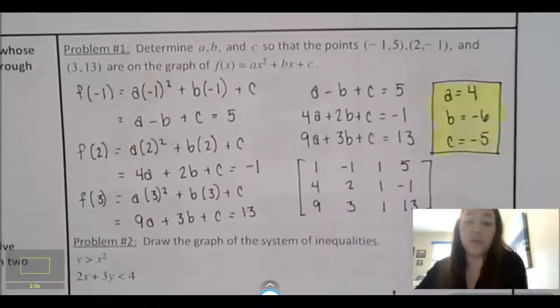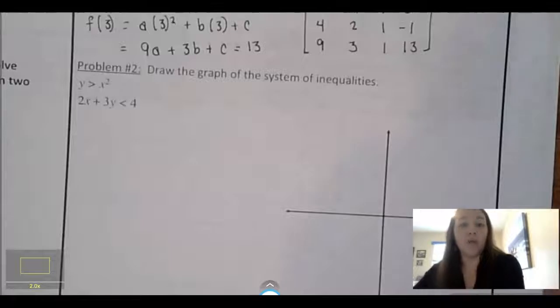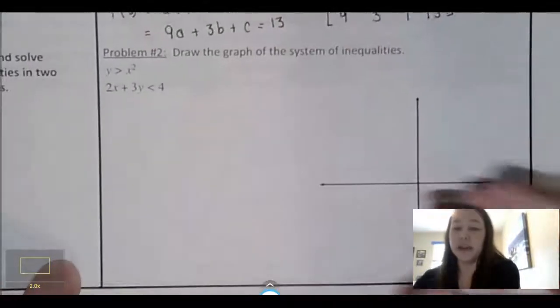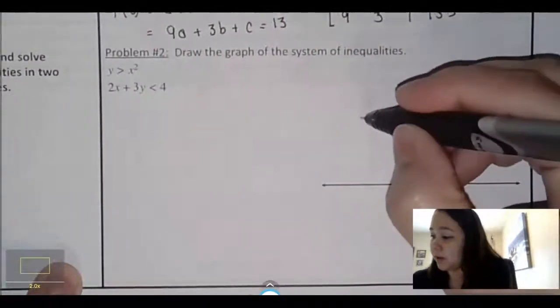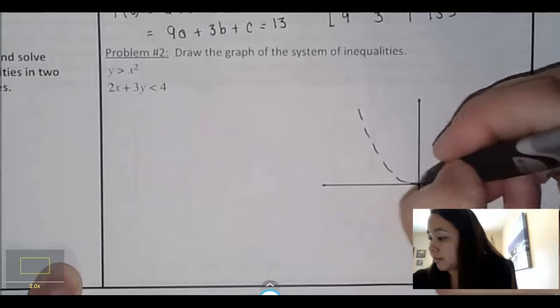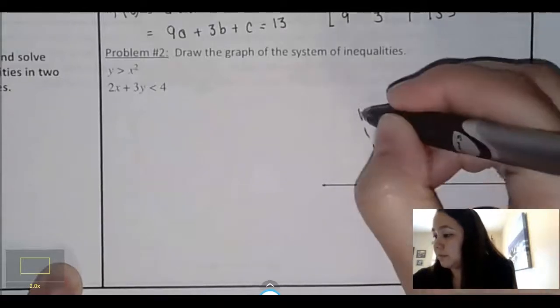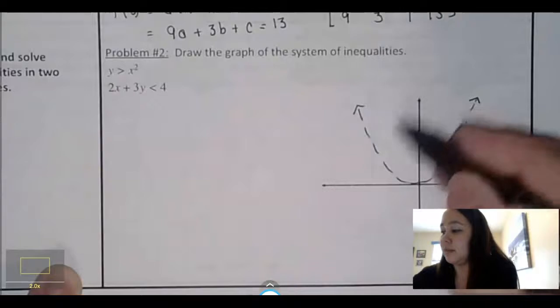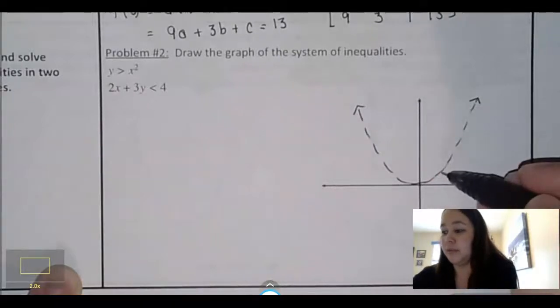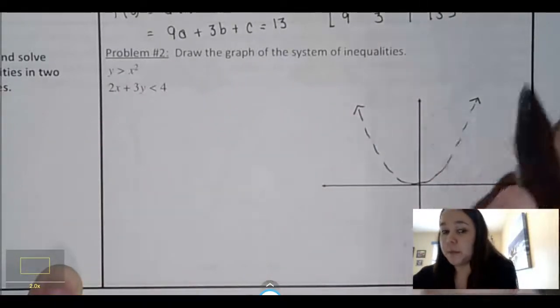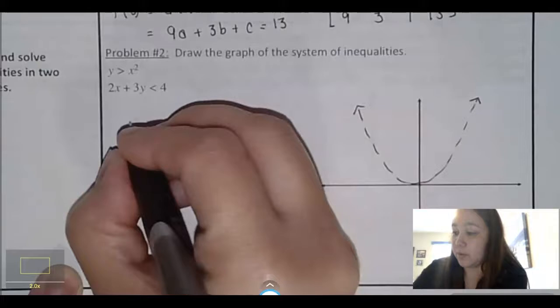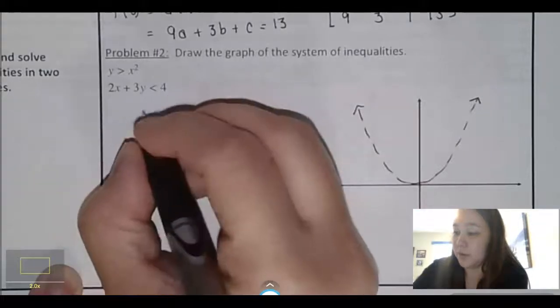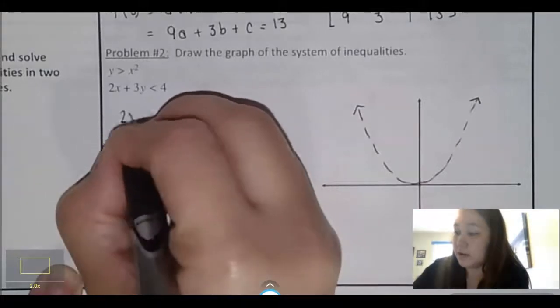Okay, draw the graph of the system of inequalities. So here we've got y is greater than x squared. Now I think all of you know that the graph of x squared looks like this. And because it's y is greater than, the part inside the parabola is shaded. Now before I shade that, I'm going to take a look at this other equation here. I've got 2x plus 3y is less than 4.